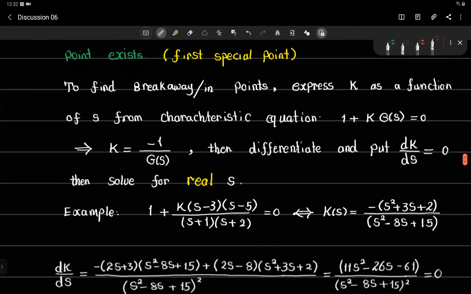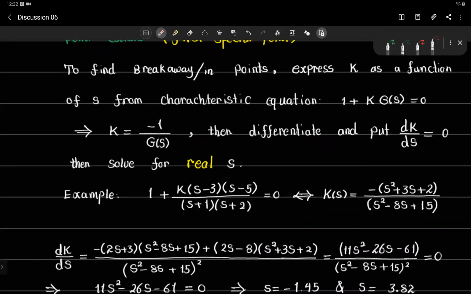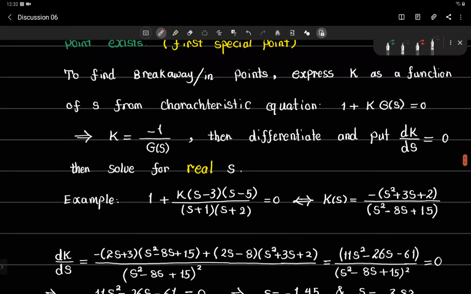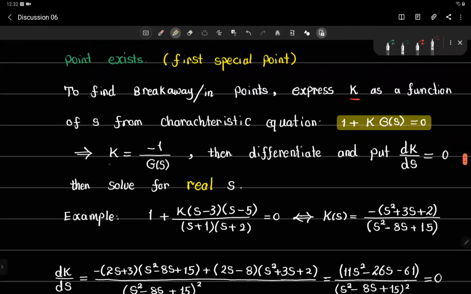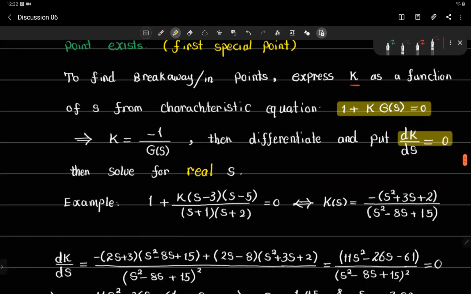And so in order to find the breakaway and break-in points, we need to express K, which is the gain, as a function of S from the characteristic equation. The characteristic equation is equal to this. We put K equal to -1 divided by G of S, and then the next step in this procedure is to put the derivative of K with respect to S equal to 0, and then solve for a real value, and this is important, a real value of S.